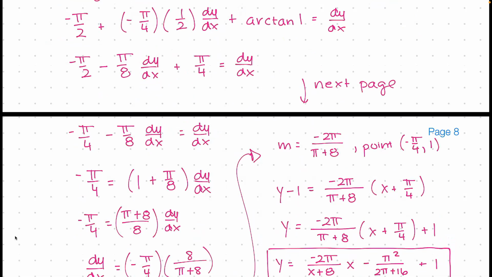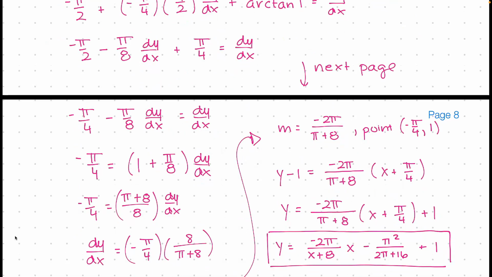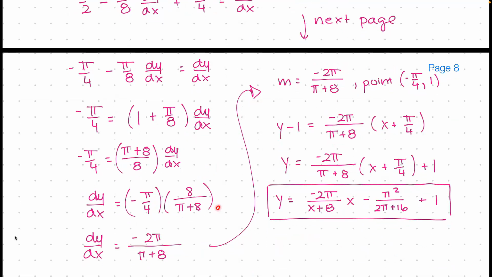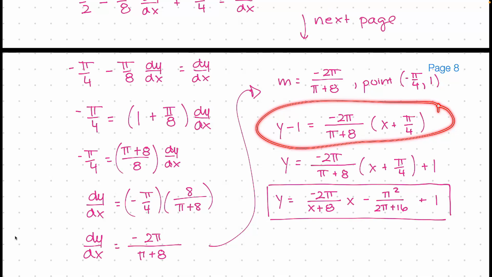All right, what did I do next? Oh, I combine my like terms, and then I start solving for dy dx. And so I finally get dy dx is this. So there's my slope, there's my point, and then point slope form. And I really could have left my answer this way. That would have been fine. Any questions at all? Any other questions?